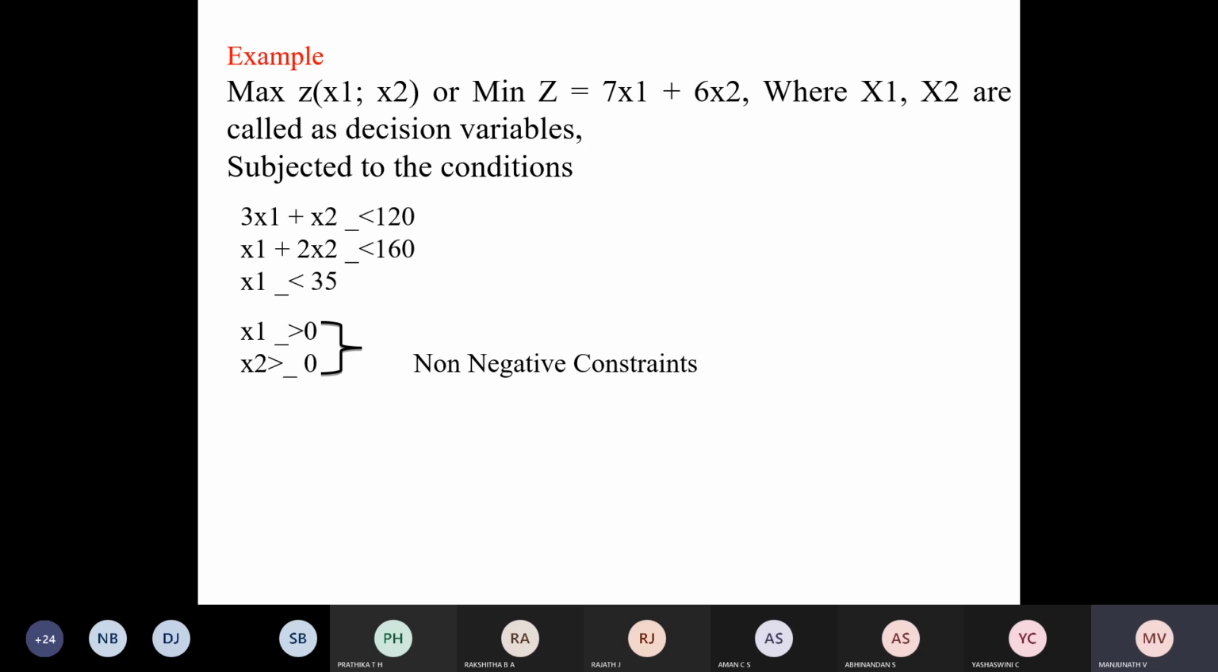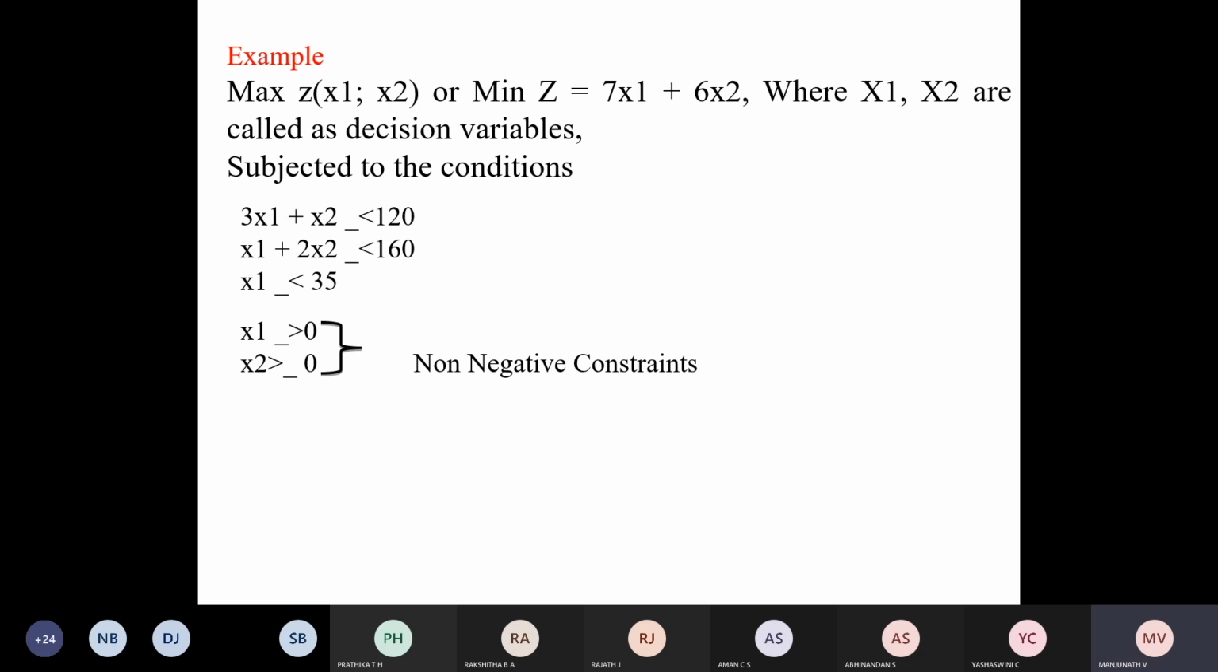Now you consider equation 1. It is still in the first step only. What does equation 1 say? 3x1 plus x2 is equal to 120. Correct? Have you taken this equation?